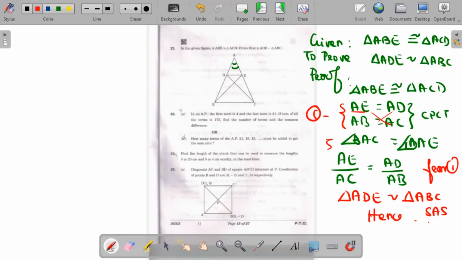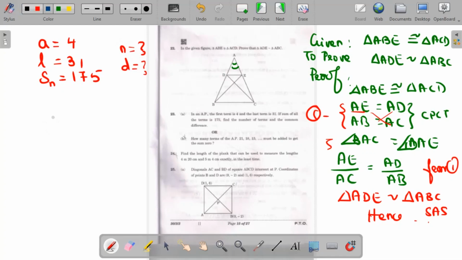Now let's move on to the 23rd question, first subdivision. In an AP, the first term is 4, the last term is 31. I'm going to write as I read through. So a is equal to 4, l is equal to 31. The sum of all terms is 175. So Sn is 175. Find the number of terms and common difference. So n and d are expected from us.